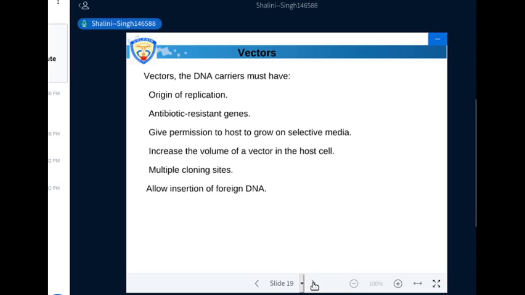The DNA carriers are the vectors, which must have an origin of replication, a selectable marker, mostly an antibiotic resistance gene, which gives permission to the host to grow on selective media. They should increase the copy number of the vector in the host cell. Multiple cloning sites are mandatory, and they allow insertion of foreign DNA.